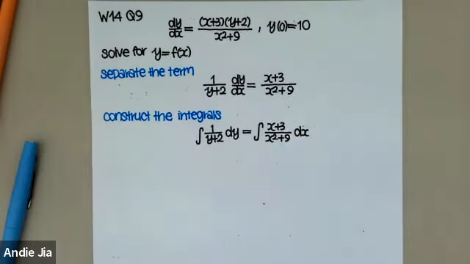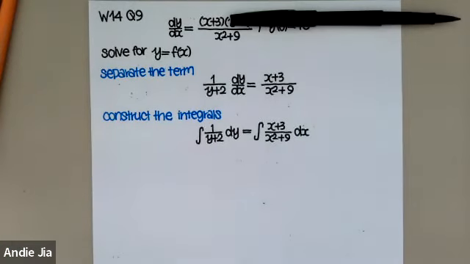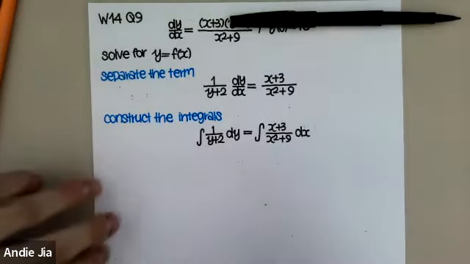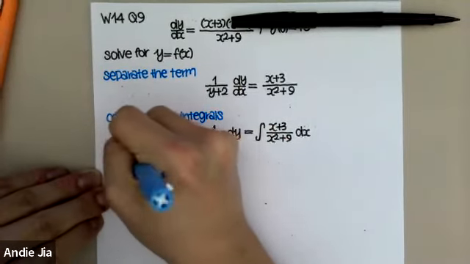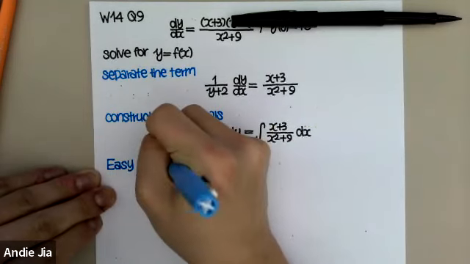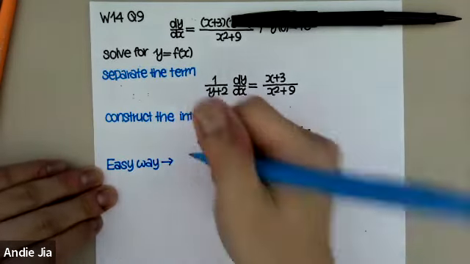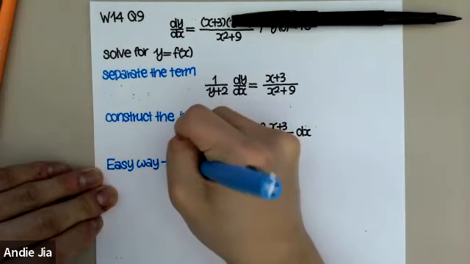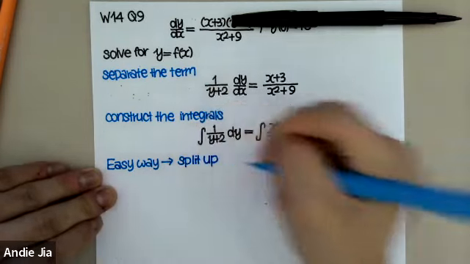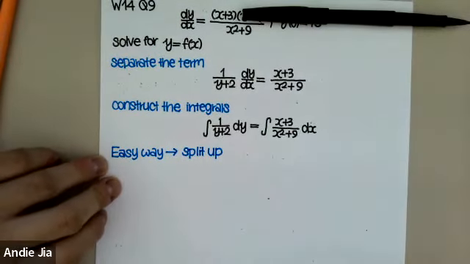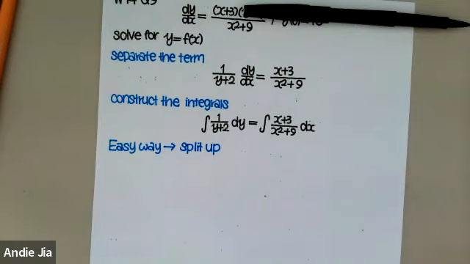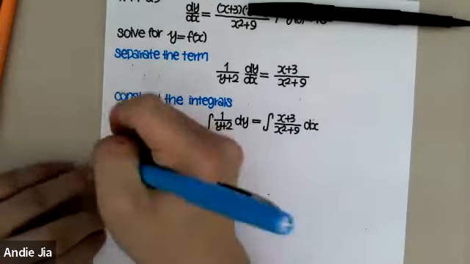Okay, now we have two ways to do it: the easy way or the hard way. The easy way is we split up the integral. The hard way is a trig sub. So which way do you want me to do it? I'll do the easy way here, but I will do the hard way after the recording. Okay, the hard way is a trig sub.